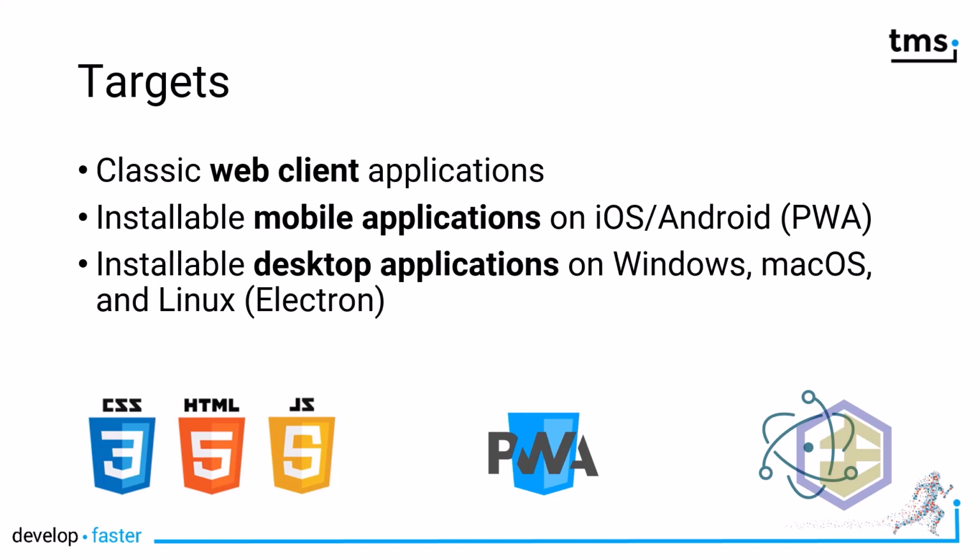However, mobile applications become more and more important, thus TMS WEB Core also offers a template for PWA, progressive web applications, that can be installed on mobile devices like iPhones and Android devices. And finally, in one of the latest releases of TMS WEB Core, you're also able to build desktop applications for Windows, macOS, and Linux. This is facilitated by using the Electron framework, which makes it possible to develop web applications and deploy them on the desktop.